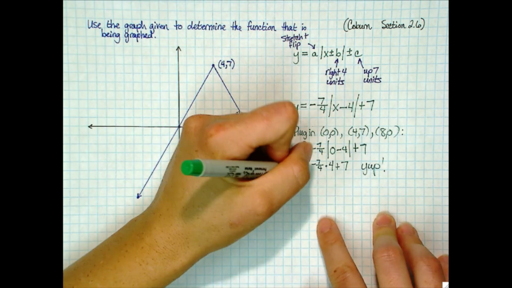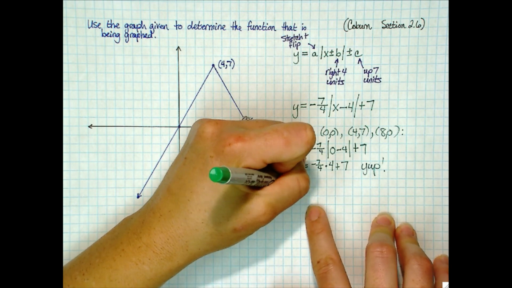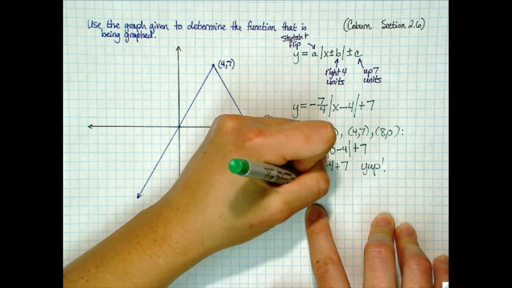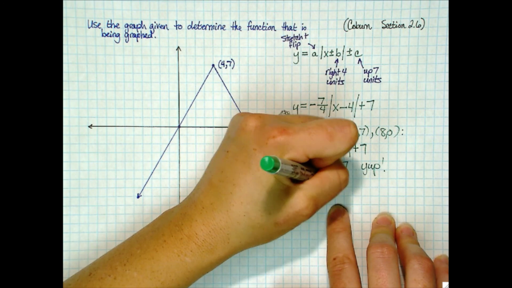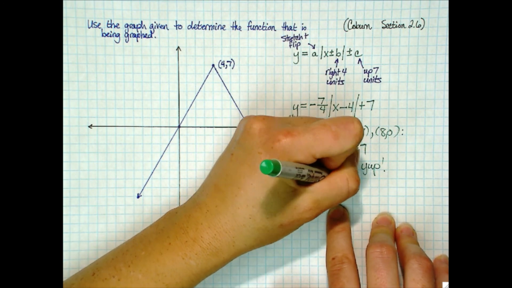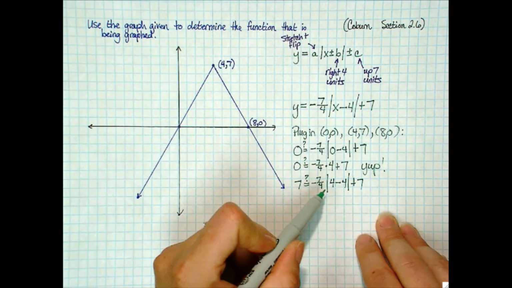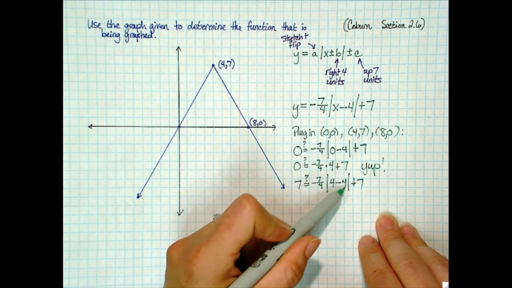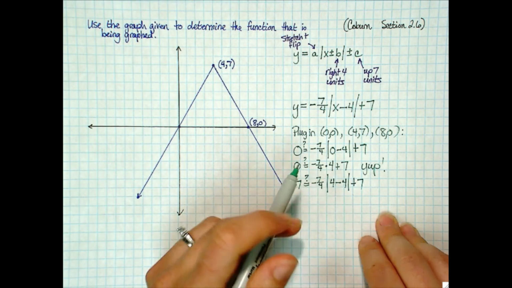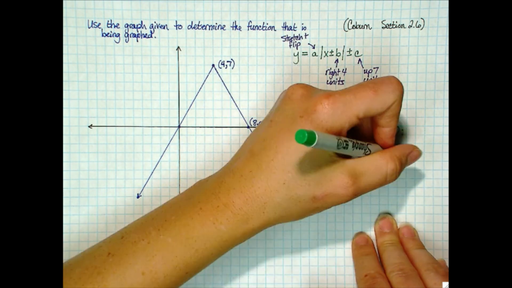And I'll do one more for you. I'll do 4 and 7. We have 7 maybe equal to negative 7/4 absolute value of 4 minus 4, plus 7. Ooh, that one's easy. Check it out. 4 minus 4 is 0. So the absolute value is 0. So that's just like gone. And then there's a plus 7. So, yup.